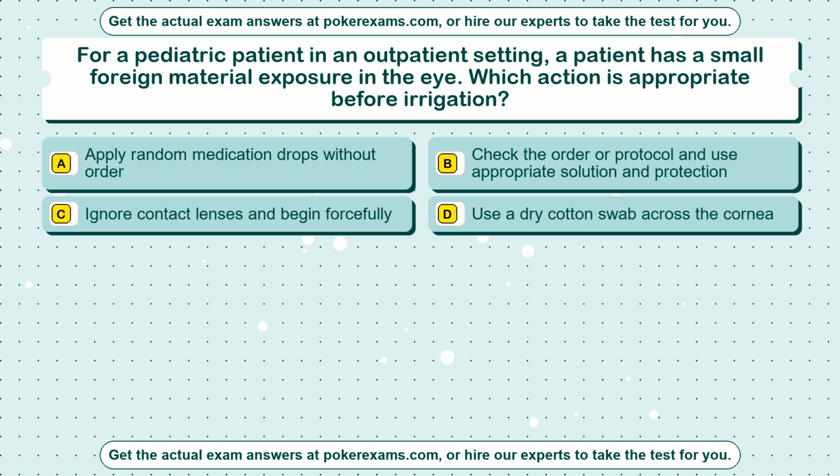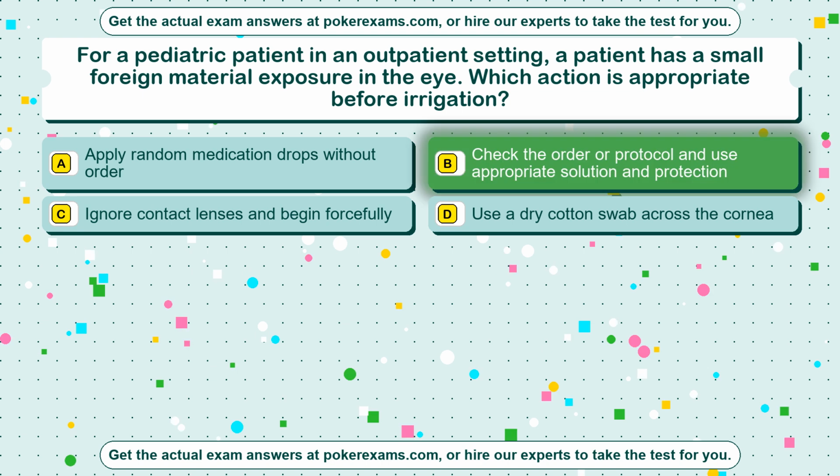Option A, apply random medication drops without order. Option B, check the order or protocol and use appropriate solution and protection. Option C, ignore contact lenses and begin forcefully. Option D, use a dry cotton swab across the cornea. The correct answer is option B, check the order or protocol and use appropriate solution and protection.